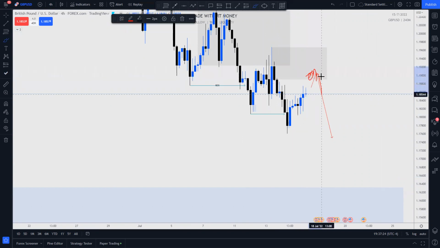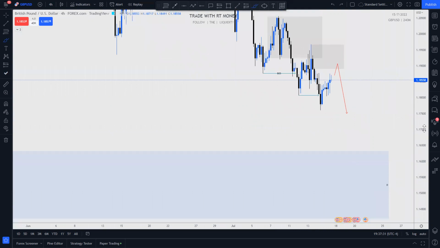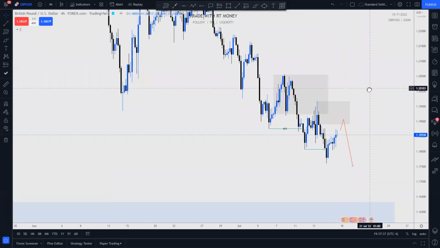Now, in the case that price gaps, and there's a chance that it could gap up, I'll be looking for a confirmation entry up here to take a short, but it has to set up. You just don't jump in the shorts just because it hit a zone. It has to set up.